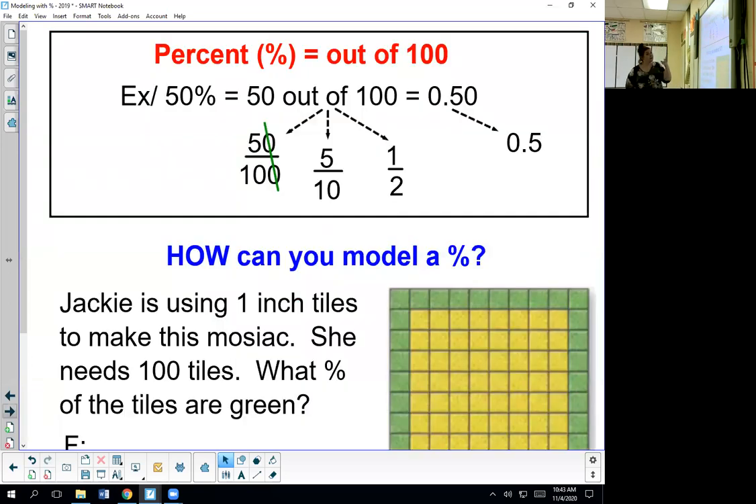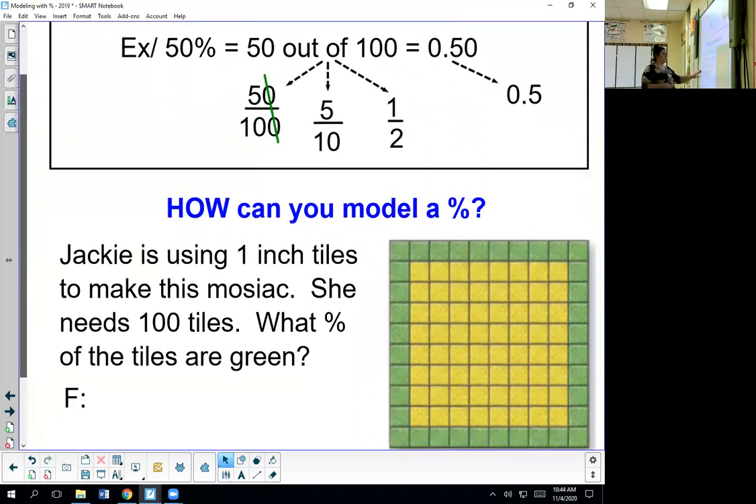So remember, percent is out of 100. We talked about percent is always out of 100. So again, 50% would be 50 out of 100, which is 50 hundredths. But you also could cross off that 0, which makes 5/10, which is equal to a half. So all of these are the things that we've been mentioning, like percent is out of 100. So how can you model a percent?